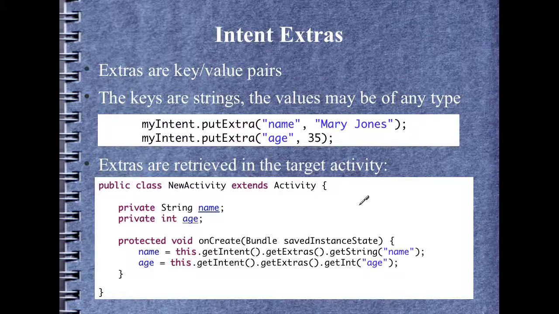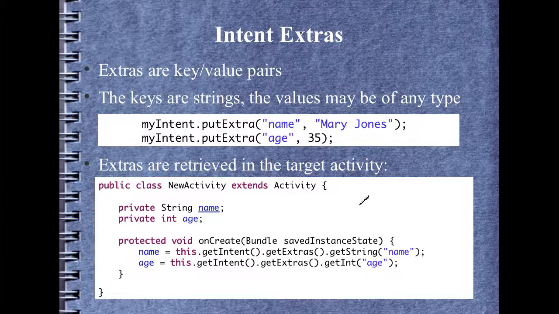We have a string, Mary Jones. We can put an age extra, and her age is 35, and this is a number of some kind. So we might read that number as an int, we might read it as a float. That doesn't matter. That's on the other end when we get the extras. And then in the target activity, we're going to get the extras.